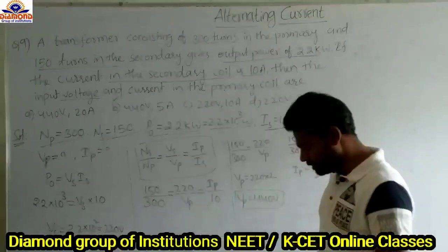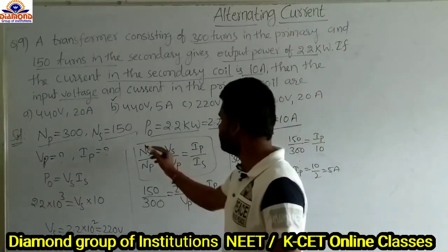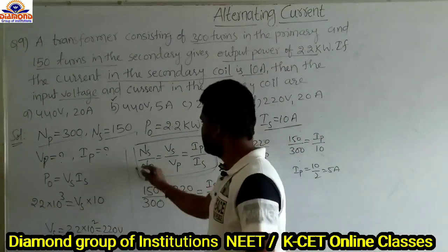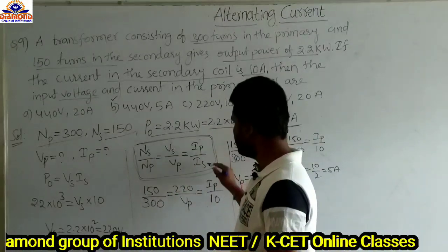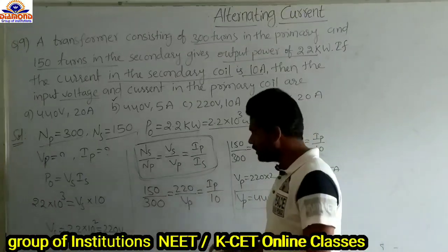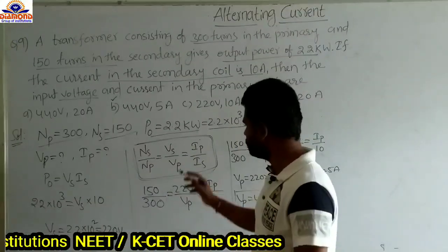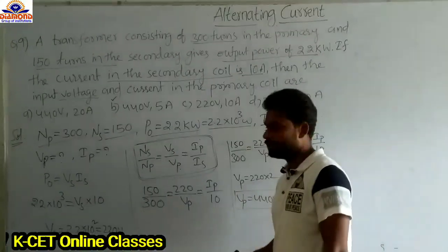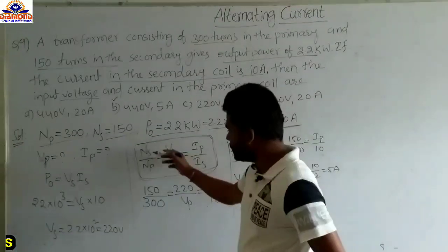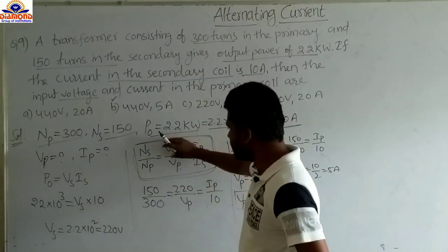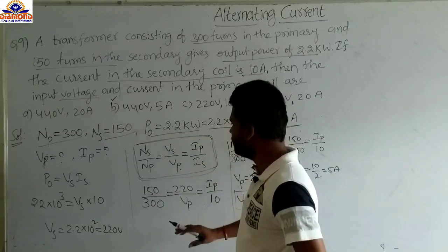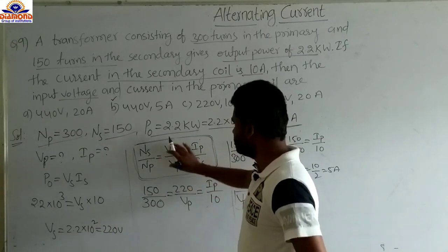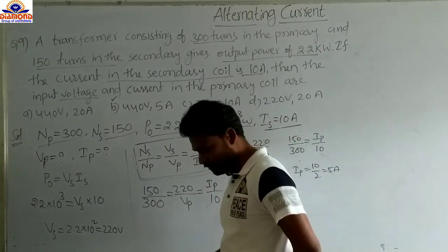So take the transformer ratio. From that we have the formula, remember this one: NS by NP equals VS by VP equals IP by IS. That means the number of turns is directly proportional to voltage and inversely proportional to current, remember. NS value we know, NP value we know, VS value we don't know. VP value we have to find. These two we don't know, first we have to find the VS value.